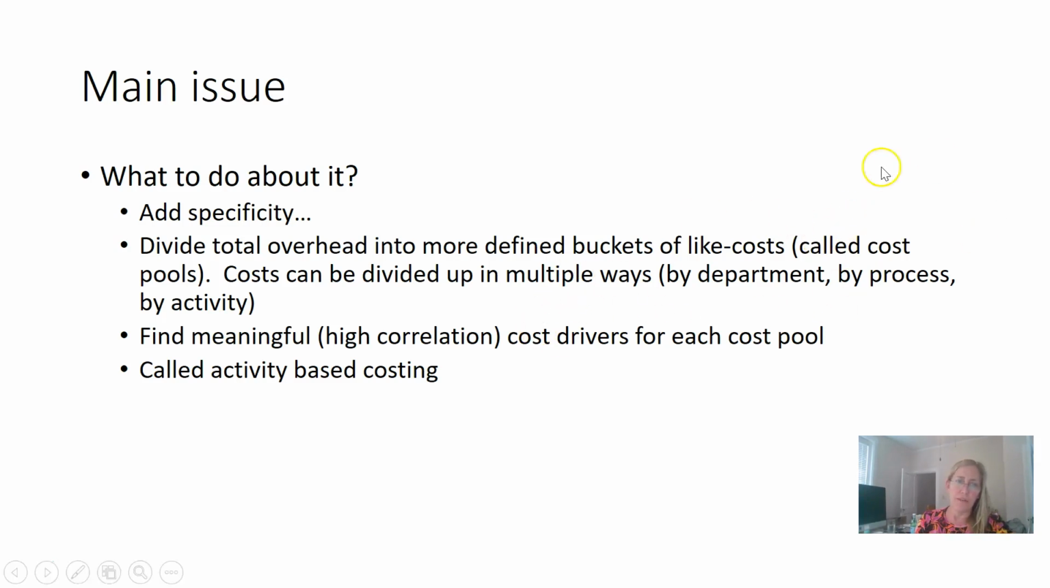And then she'd have to find the highest correlating cost driver she can for each pool. I had my undergraduate students do a project where I asked them to figure out what is the best cost driver for a particular cost. So what has the highest correlation? And I have them do some regression analysis on that to figure that out. So when you do this and you create all these cost pools, we call that activity-based costing because we're actually creating the pools based on what's going on.